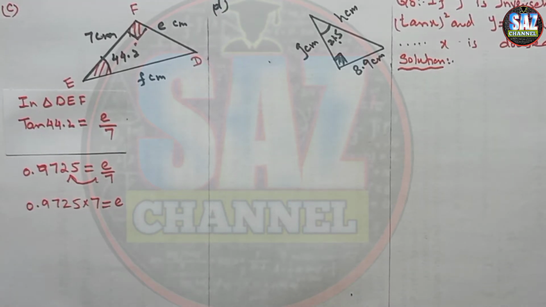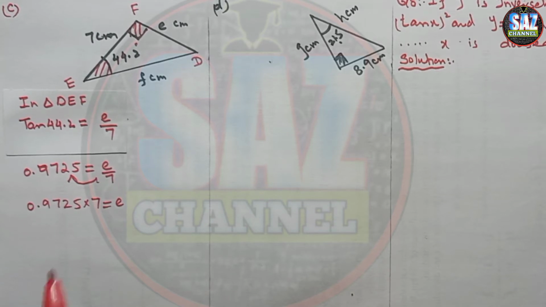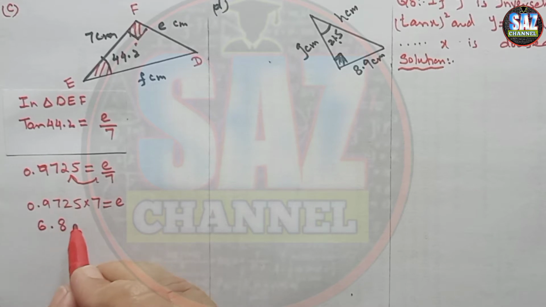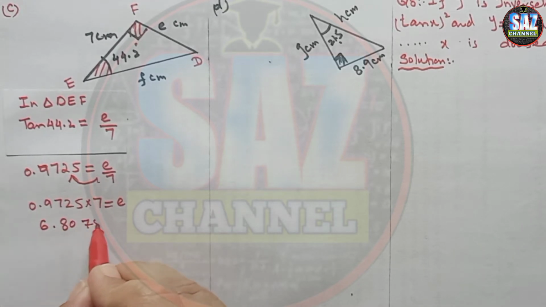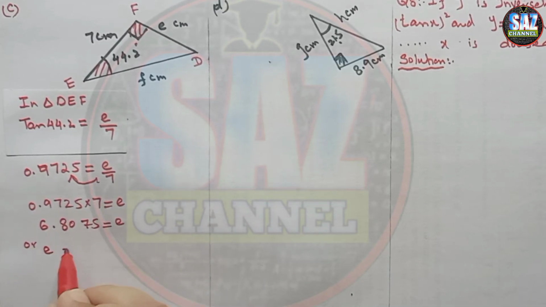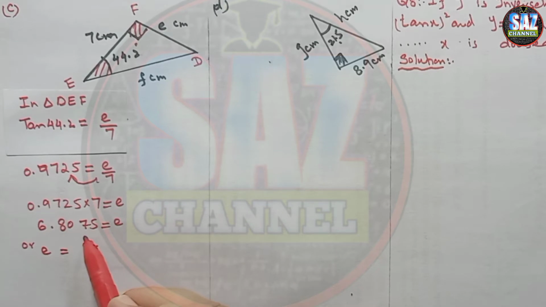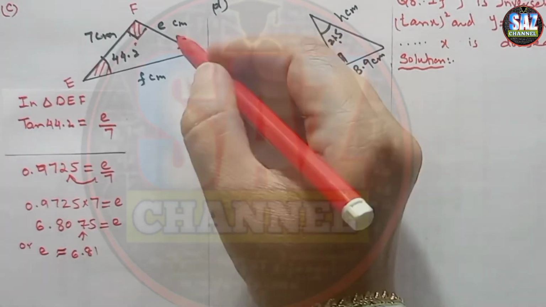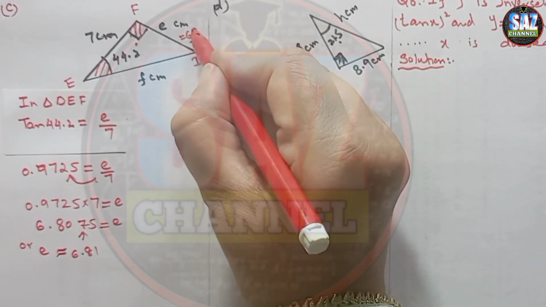Okay, and now 0.9725 multiplied by 7 gives me 6.8075 equals E. As I have to give my answer to three significant figures, I will focus my attention on 7, as this is more than 5, so it will be approximately equal to 6.81. So the value of E is 6.81.